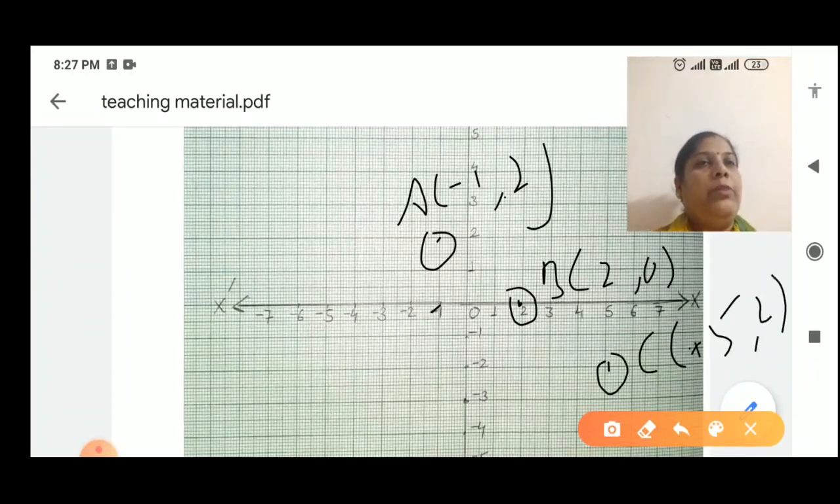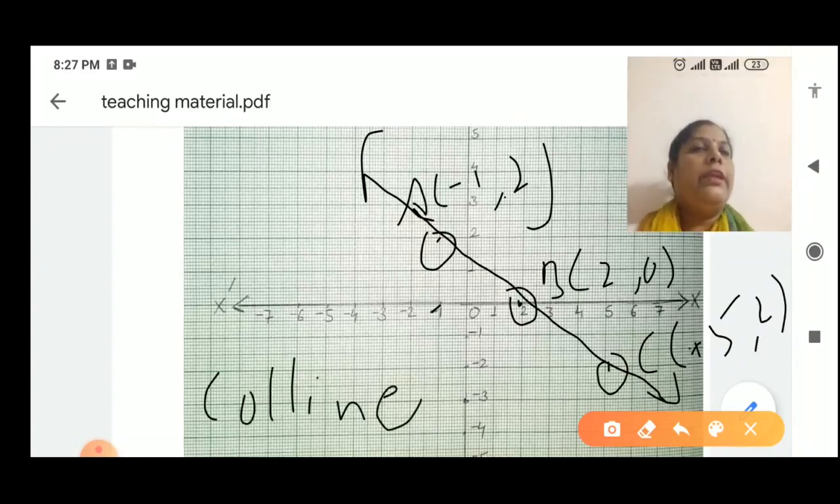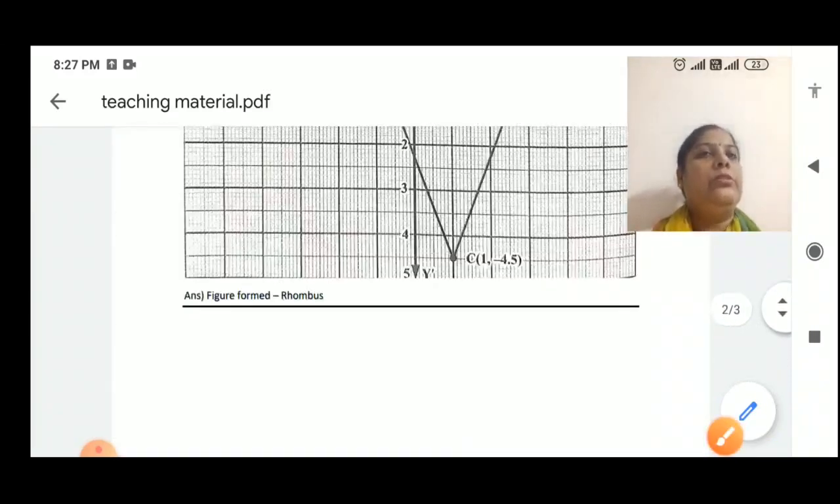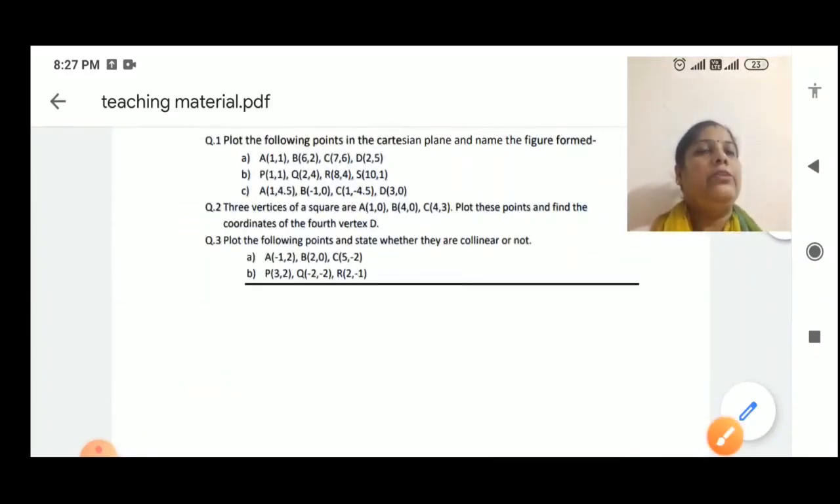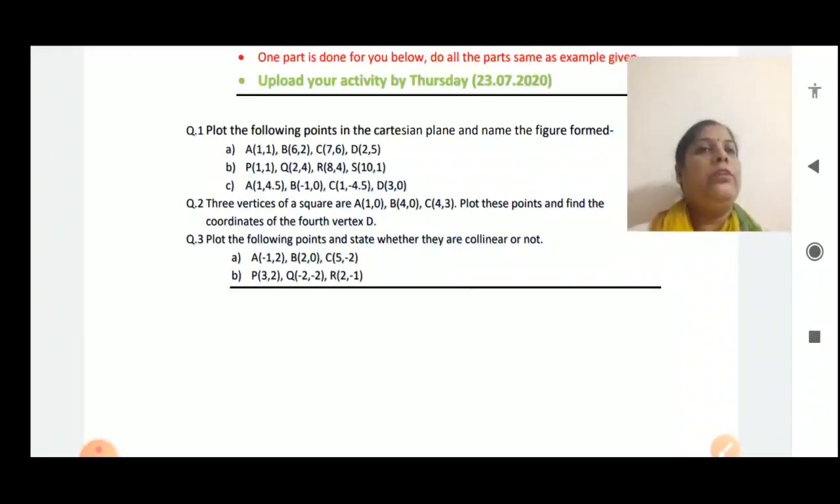Now join these points. You will join the points with a scale. When you join them, they will lie on the same line. So they are collinear. The given points are collinear. So you will write the answer on the lining page also, and here also, collinear. And part B also you will draw the figure like this only, and the answer of part B is non-collinear. The three points will not lie on the same line.